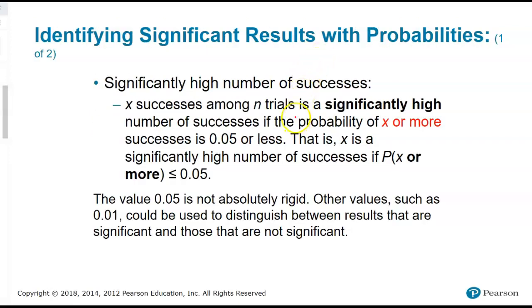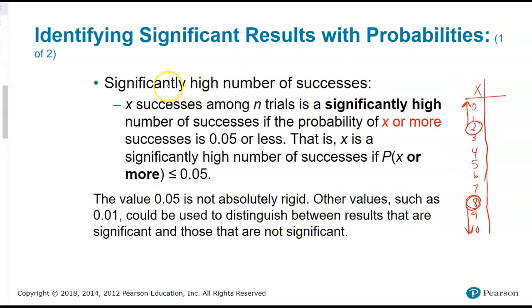Okay, so we've talked about this before, but you're said to have a significantly high number of successes if the probability of X or more successes is 0.05 or less. So basically, if we're looking at these probability distributions, and I'm just going to write some out here, typically we're not really concerned about, say, the number 8. What we're really concerned about is 8 or more, okay? Or we might not be concerned about the number 2, but we're concerned about 2 or less.